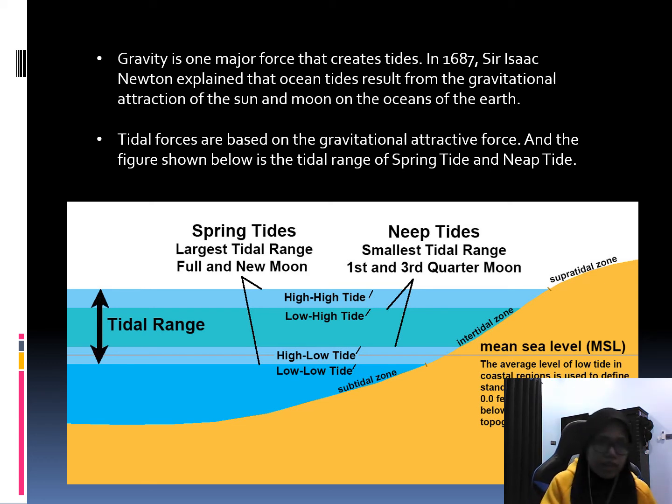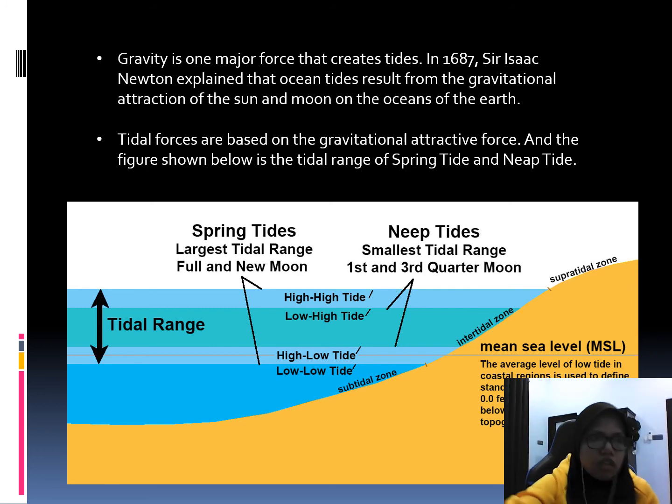And aside from that, there is mean sea level that influences the tides. Mean sea level, also known as MSL, is the average level of low tides in a coastal region that has been used to define standard elevation, starting at 0.0 feet or 0.0 meters above or below sea level as shown on topographic or bathymetric maps.